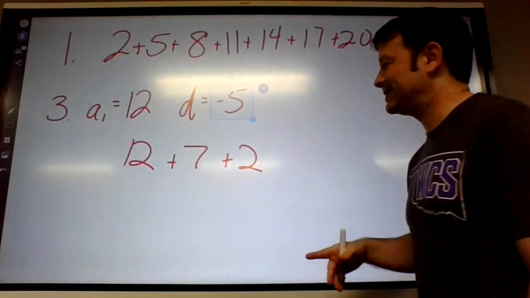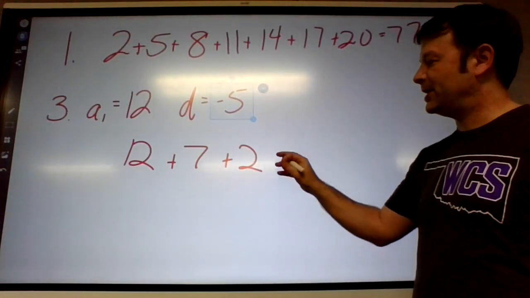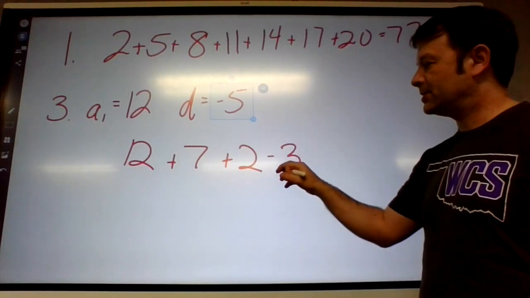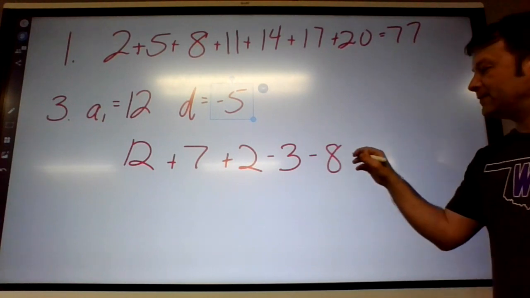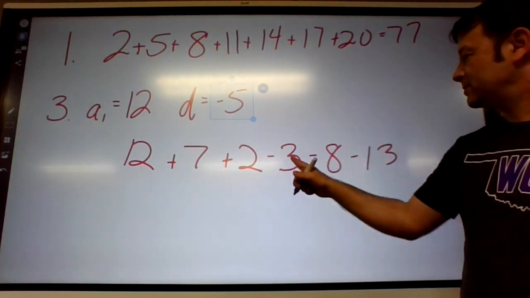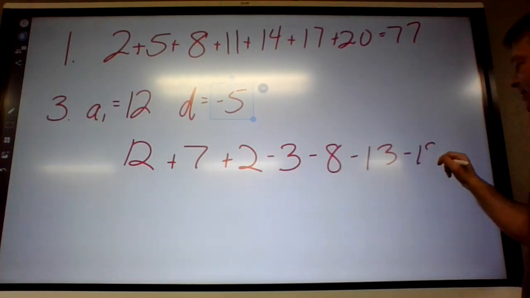-5 is -3. So you could put plus -3, but really it's just a -3. -3 minus 5 is -8. -5 is -3. Is that 7 yet? 3, that's 6. -5 is -18.